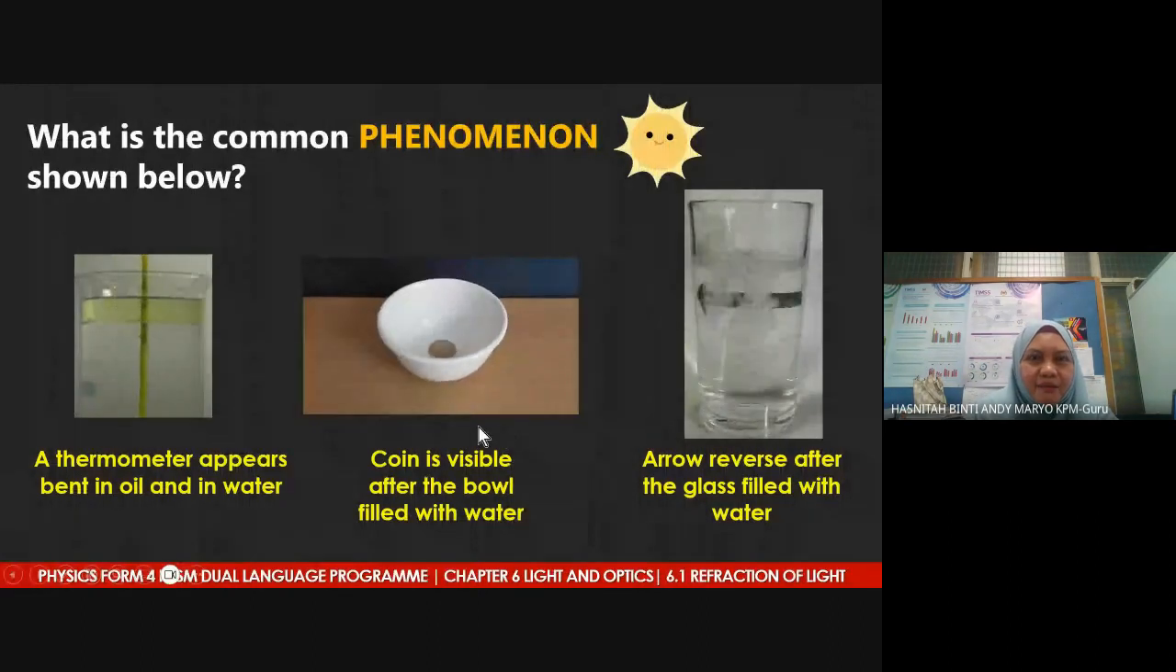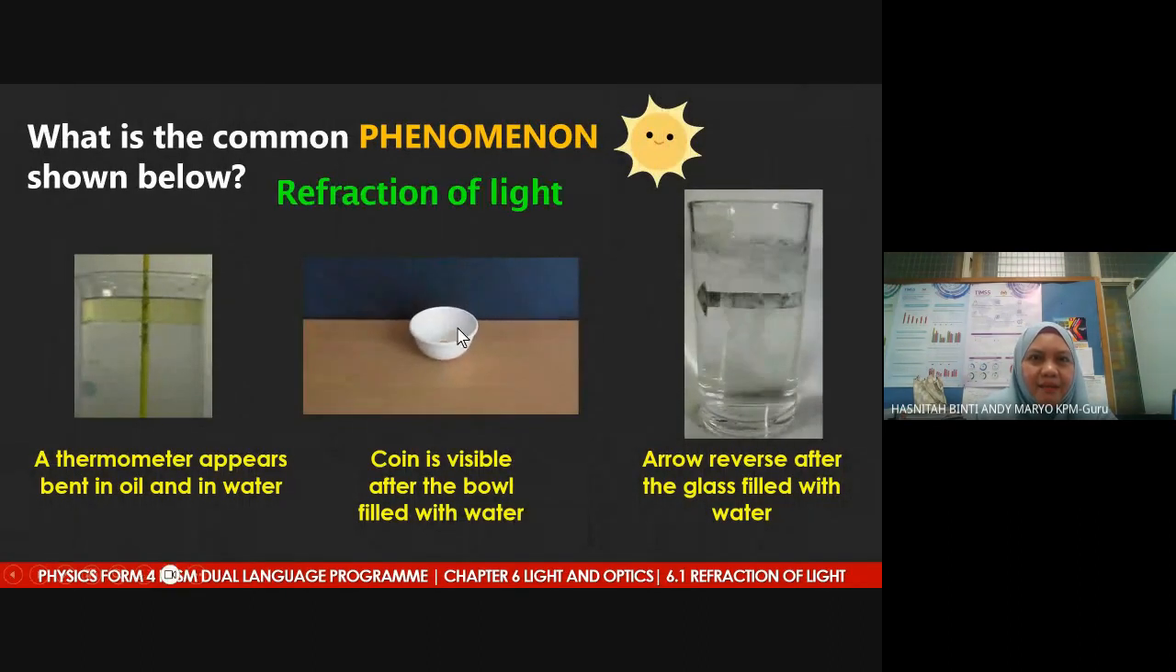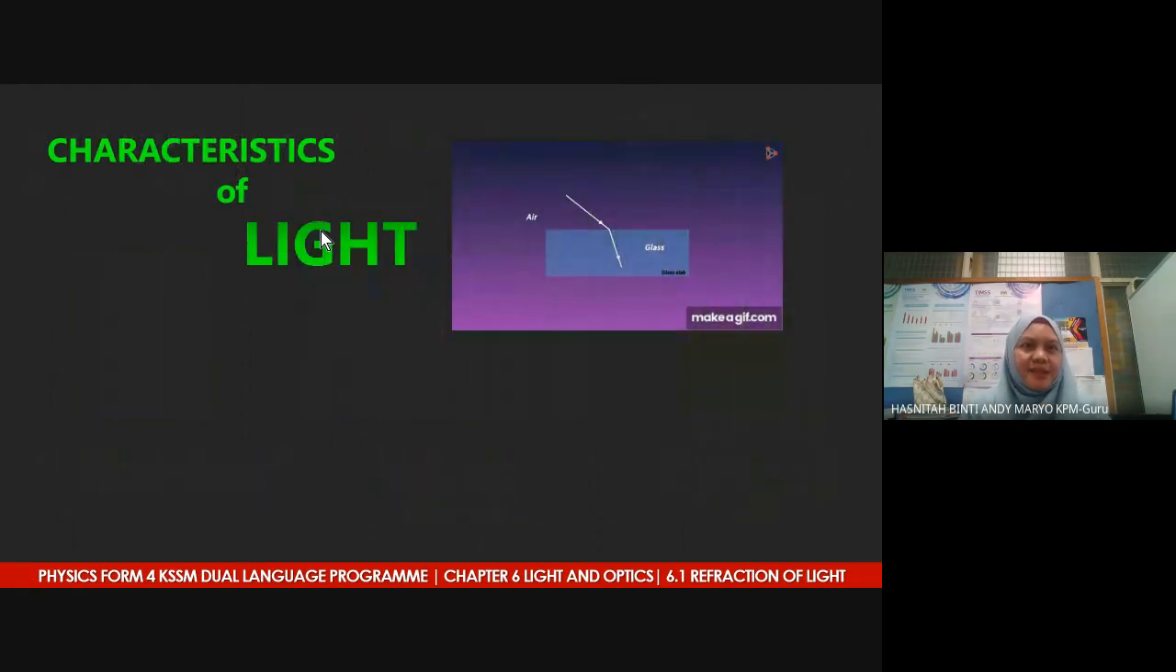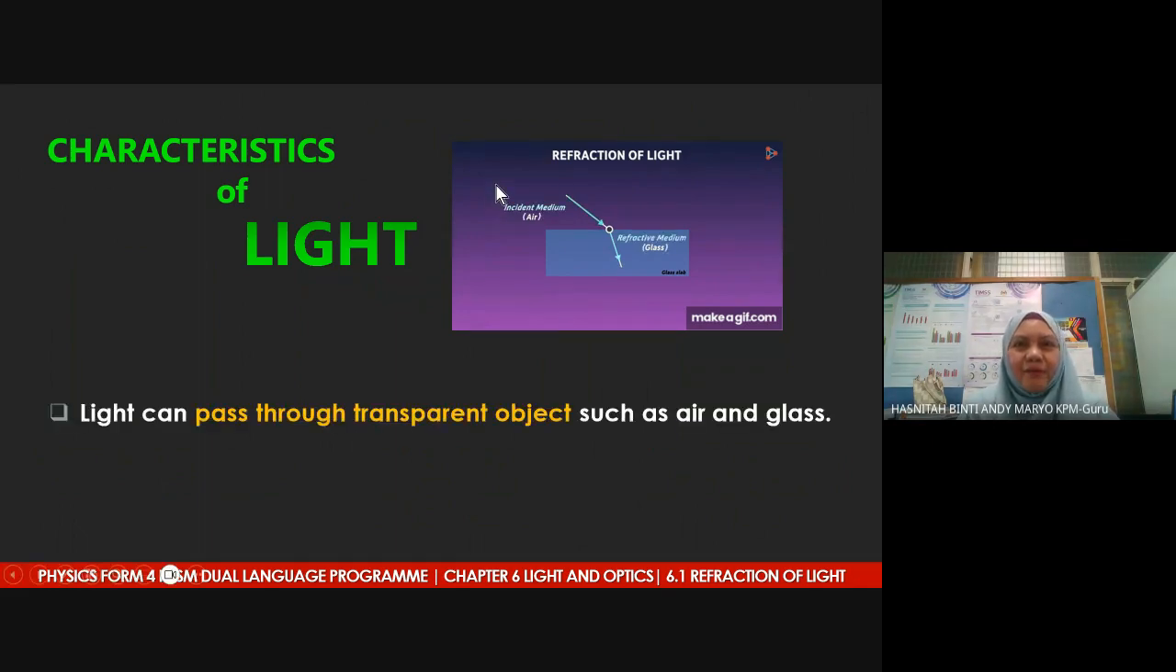Let us continue. These are three examples of daily phenomena related to refraction of light. Before we go further, let us take a look first at the characteristics of light. In the GIF, we have light travelling from air, entering a glass, and then going back to air. First, light can pass through any transparent object, such as air and glass.